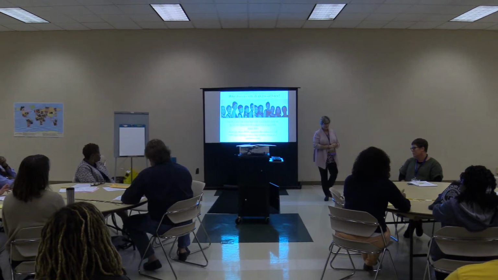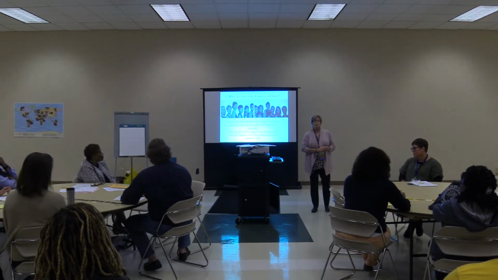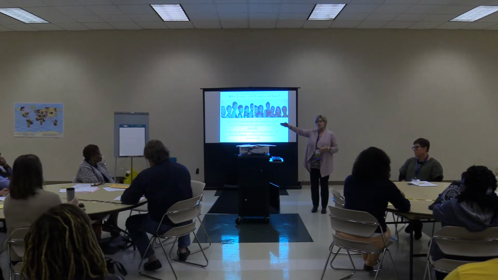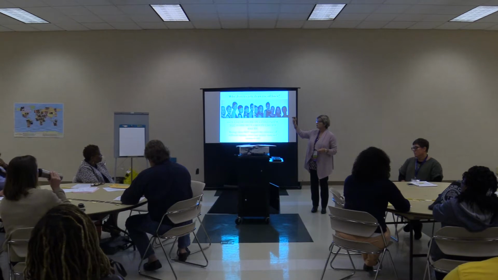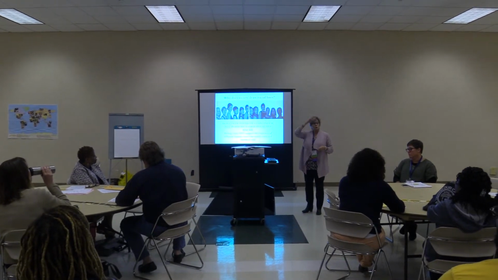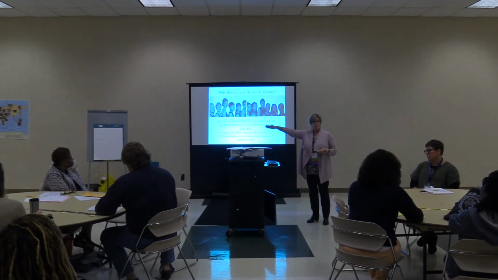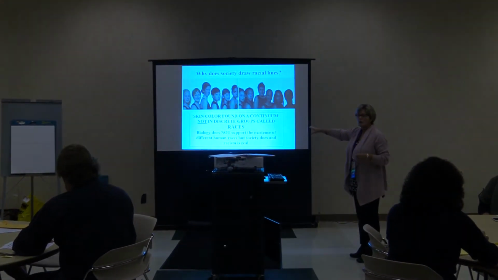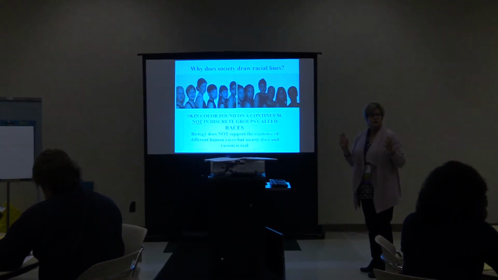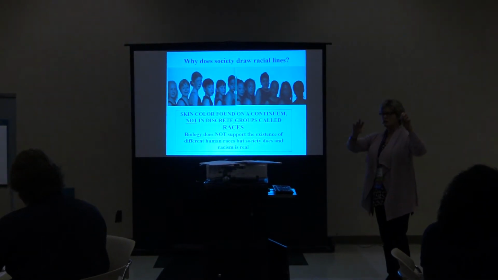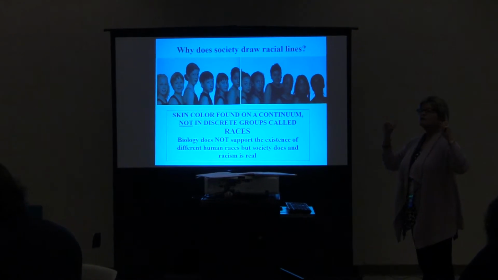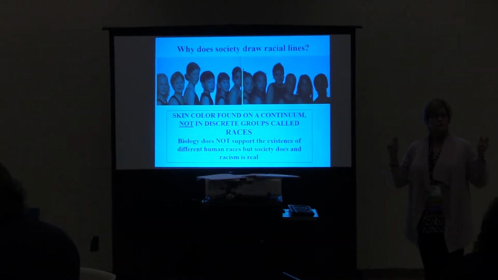If we were to map it out, and most of us know what a bell-shaped curve looks like, if we were to map out skin color variation, we would have a bell-shaped curve. And that's the point, okay? We can't take skin color variation and put it into 3 or 4 or 5 or 6 different categories and say that that represents a race.